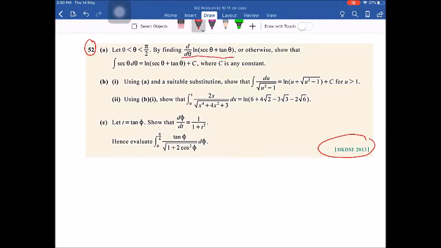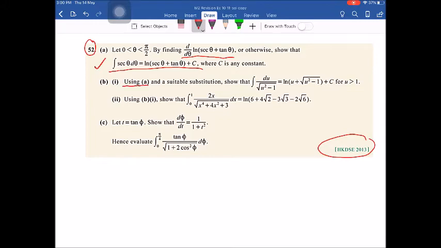First, differentiate this one, and then show that this. You should remember this formula, but it asks you to prove. I will prove it later, but I can use this result. Why in part A do we have to prove this? Because in part B and part C we may use this result.